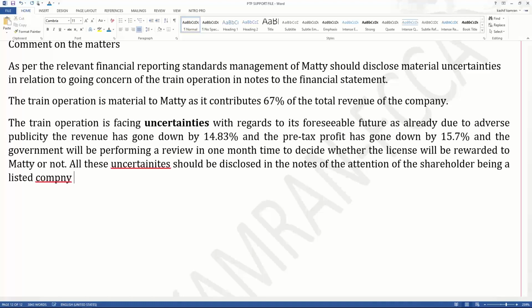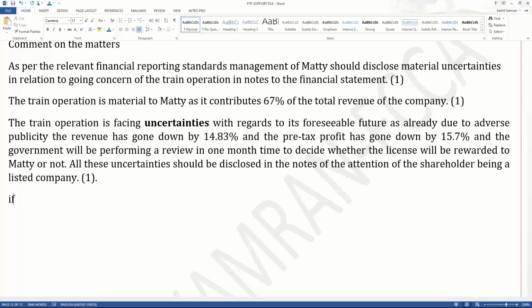So see, have we commented on the matters? The first matter we commented on was the accounting treatment, that as per IAS 1 we require a disclosure. We then commented on the significance of the business, the materiality, and we then commented on the fact that there are so many uncertainties. So we commented on the matter being the uncertainties. Now that was a case specific matter, right? The paragraph 3 is a case specific matter.